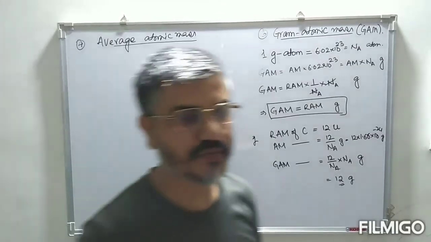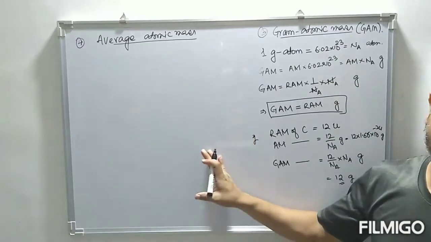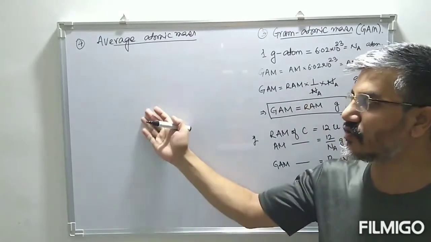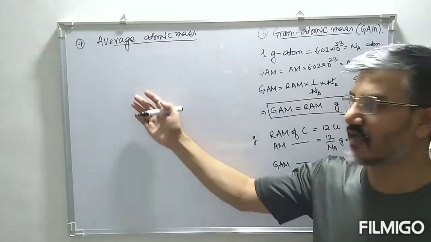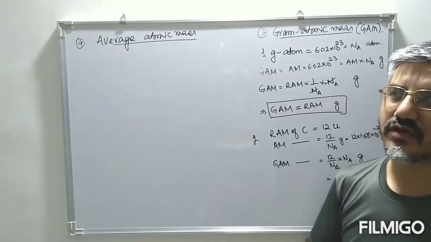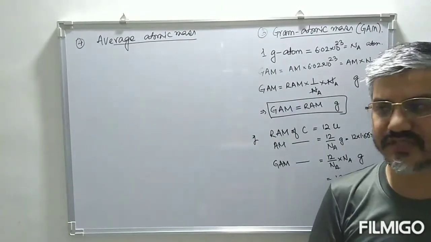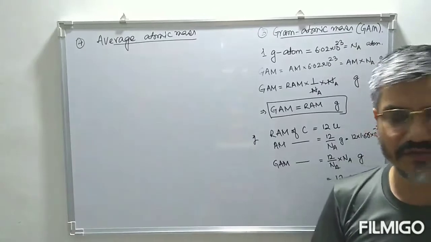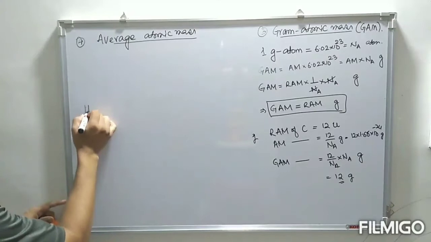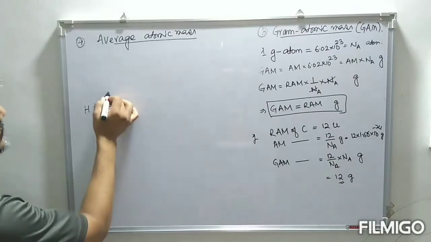Now most of the elements present in the periodic table have some isotopes. In the previous lecture, I have given you the meaning of isotope. Isotopes are those substances having same atomic number but different mass number. So every element present in the periodic table has some isotopic form. Take the case of hydrogen. So hydrogen exists in three different isotopic forms.